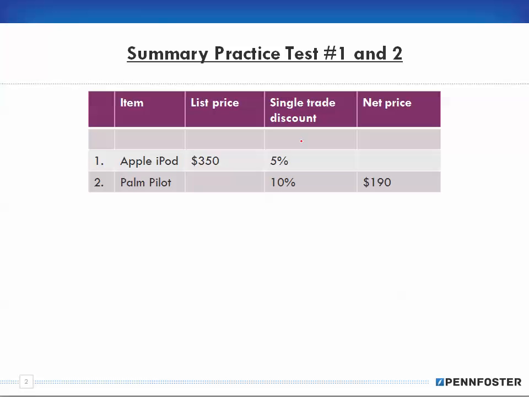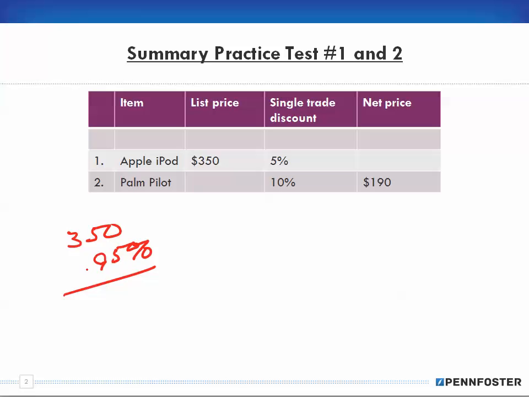All right, so we have an item, the list price, single trade discount, and the net price. So simple. For number 1, we have $350, and if I have a trade discount of 5%, I want to know what the net price is. Well, the trade discount of 5% is going to give us the discount amount. I want the net price, so I take 100% minus the 5%, which gives me 95%.